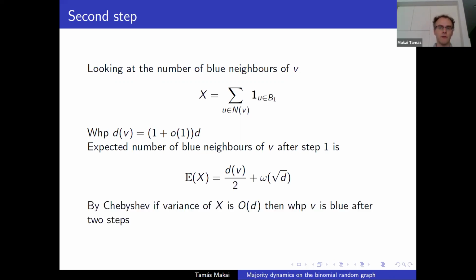So now if we were able to find an upper bound on the variance of X, then we could use Chebyshev's inequality to give a lower bound on the probability that V is blue. And if this upper bound is of order D, then V would be blue after 2 steps with high probability. So let's calculate the variance.